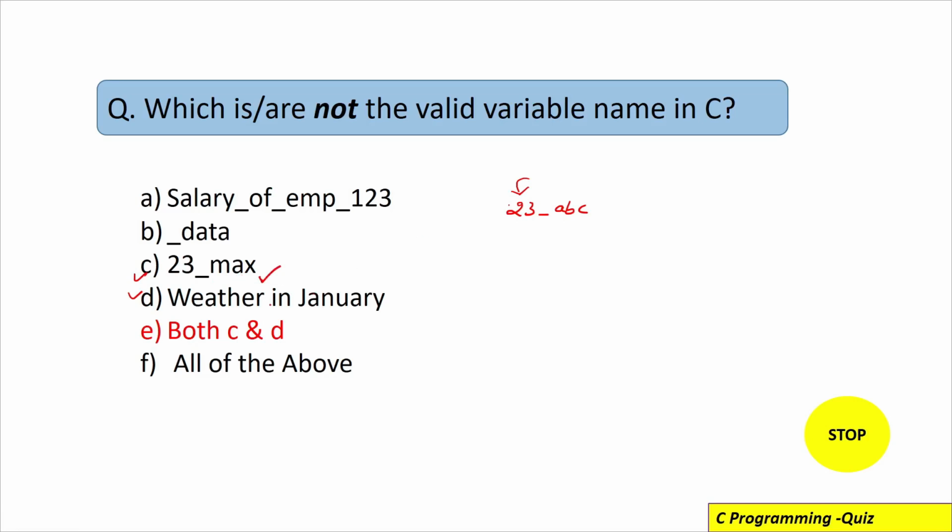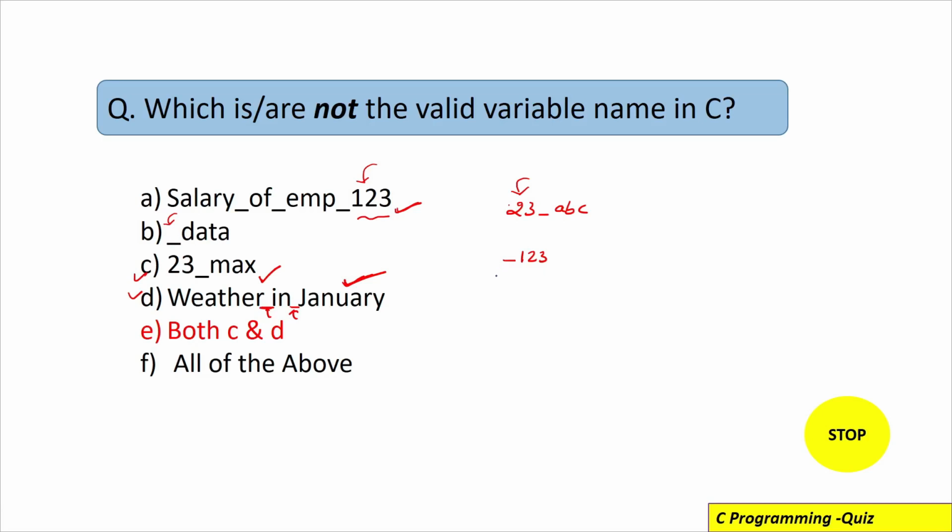In the same way, we cannot use spaces in between the variable name. That's why option D was not a correct variable name. But if it was underscore like weather_in_January, then this variable name would also be correct. So option A is correct because we can use digits after the first place. Here we have used it at the last, so this is correct. Also, we can use an underscore at the start of the variable name. That's why option B is a valid variable name.